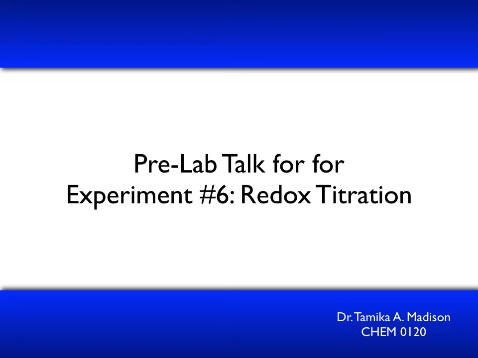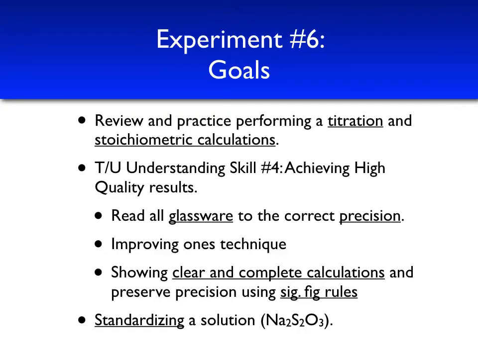This is the pre-lab talk for experiment number 6, redox titration. This is for Chem 120 lab. The goals for this experiment are to review and practice performing a titration and stoichiometric calculations that involve reactions in solution. We'll also practice thinking and understanding skill number 4, achieving high quality results.